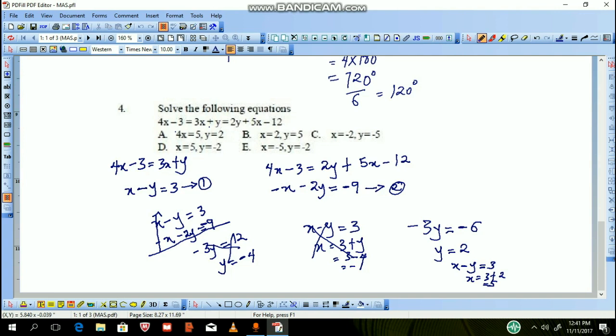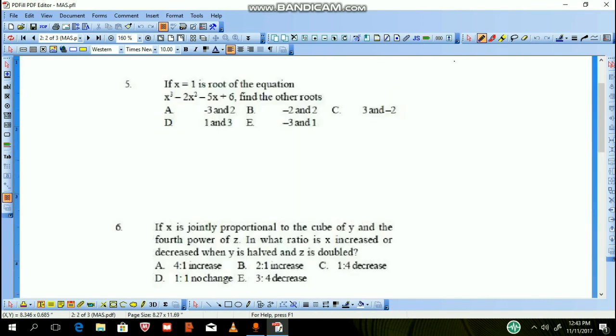So my x is 5 and my y is 2. Is it 2 or negative 2? x is 5, y is 2. That means there is no option that suits the answer. Yeah, question number 5.